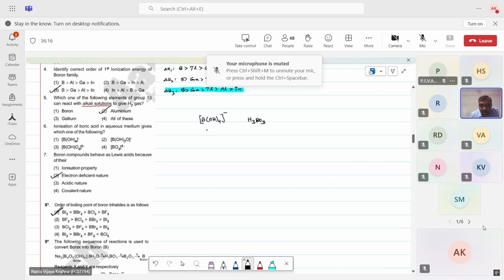Among these two, which will react? BH4 minus will react, this will not. Because this is also in water, what should happen? It should convert into BO4 minus and H plus, correct? And which is generating that? Yes, water is generating H plus. So boric acid, H3BO3, will not give H plus. Yes, correct. So the answer must be option 1.